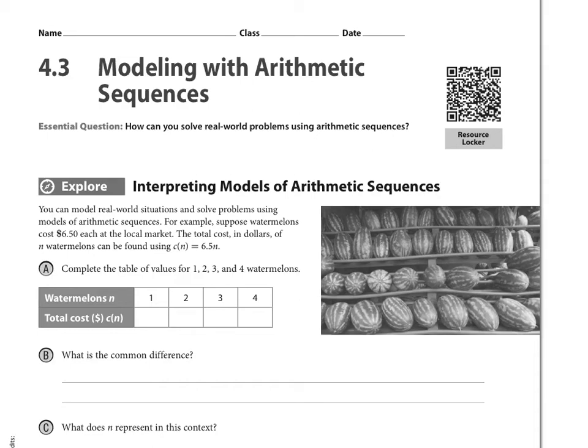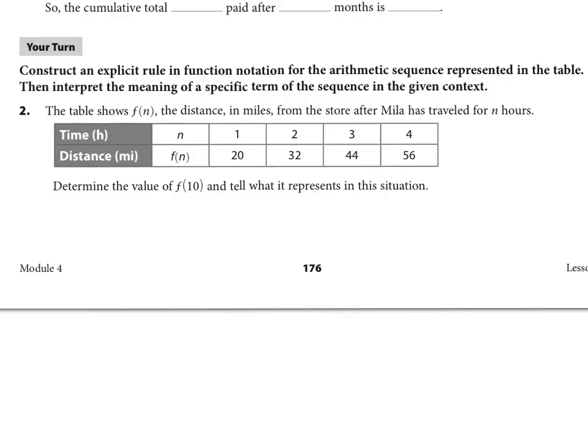Okay, lesson 4.3. Continuing with arithmetic sequences, just a reminder again, arithmetic is always adding or subtracting the same amount all the time, which means it's a linear function, y equals mx plus b. So we're going to continue in that thing. Again, we're going to focus on the your term problems here as our notes. It says construct an explicit rule in function notation for the arithmetic sequence represented in the table. Then interpret the meaning of a specific term of the sequence in the given context.